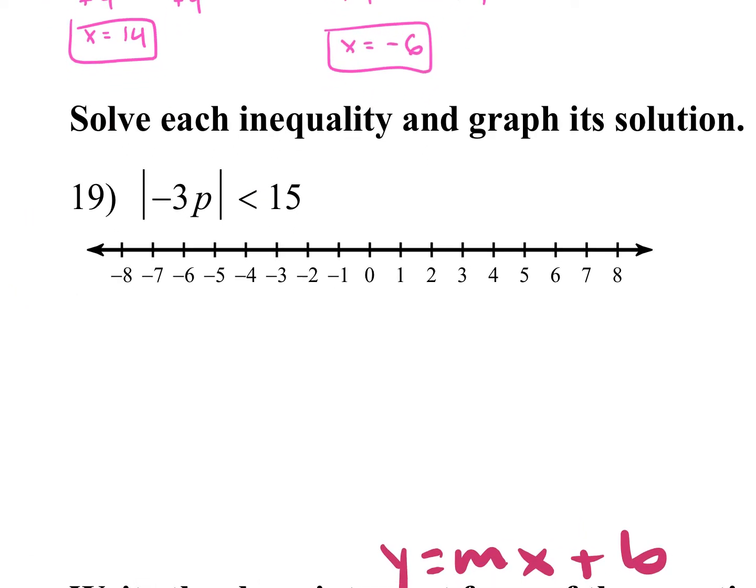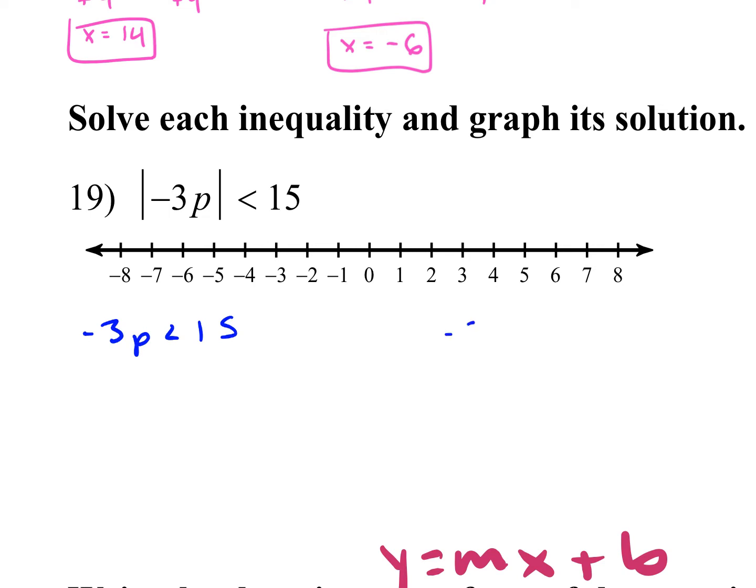All right, so 19. Solve each inequality and graph its solution. So again, since we have an absolute value inequality here, we want to split it up into two. So we have negative 3p is less than 15, and negative 3p is less than negative 15. So solve just like we would if it were an equal sign. Divide both sides by negative 3. So p is less than negative 5.